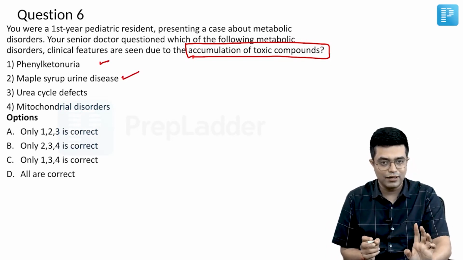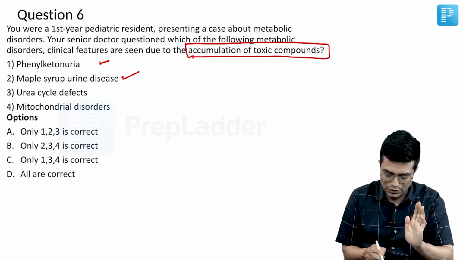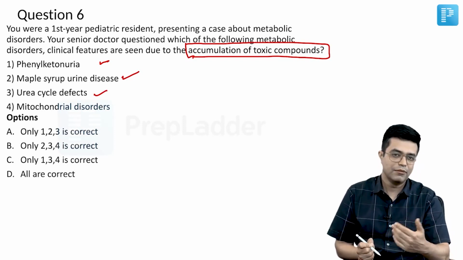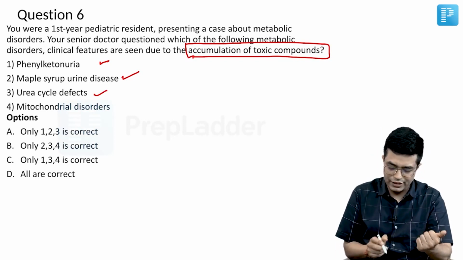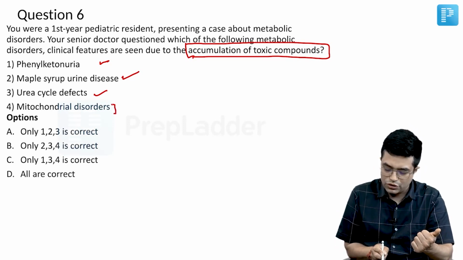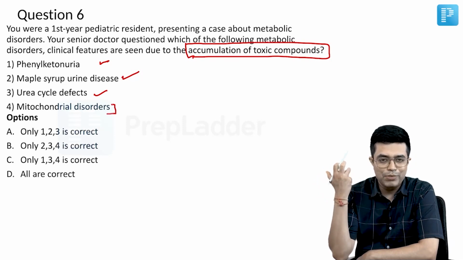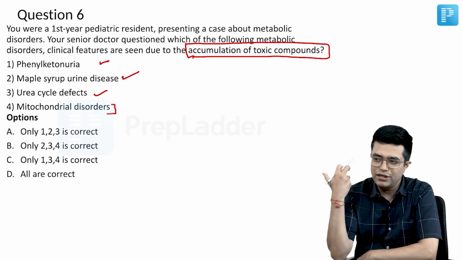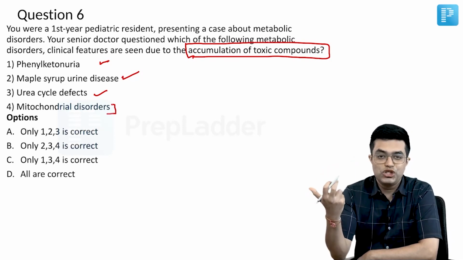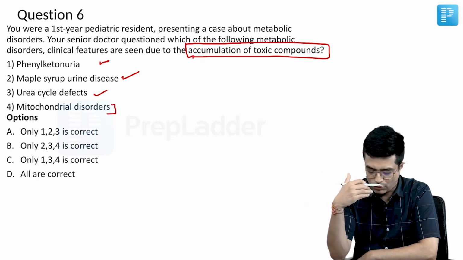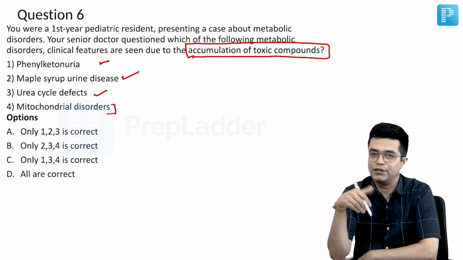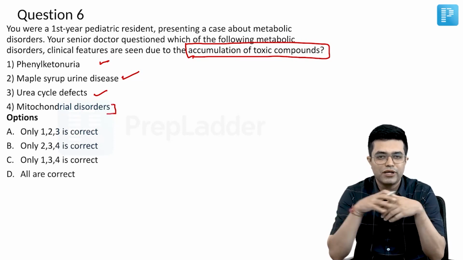MSUD, again similar, it is due to accumulation of toxic compounds. Same for urea cycle defects, particularly if ammonia is getting accumulated. Regarding mitochondrial disorder, it is not accumulation of toxic compound, it is impaired energy genesis, impaired respiratory chain function, which is responsible for majority of problems in the patient. So it is not a toxic compound accumulation.